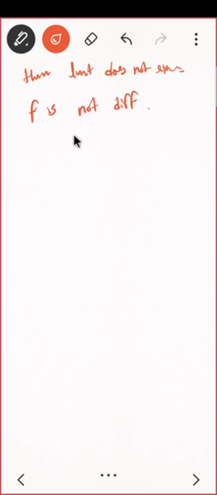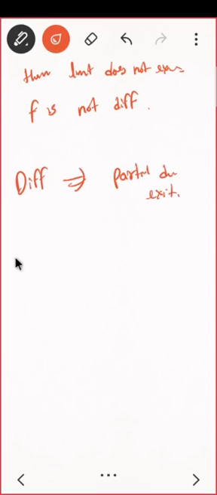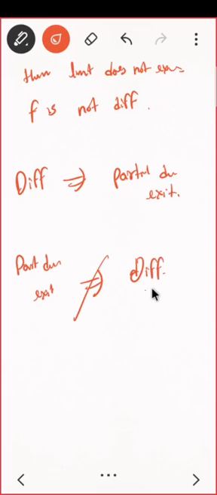Correct. So what did I prove? See, you should write: differentiable implies partial derivatives exist, not the converse. That is, partial derivative exists does not imply differentiability. This is what we just now proved. Correct? Good.